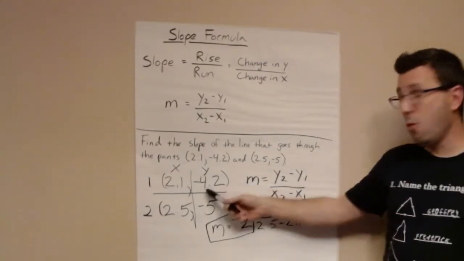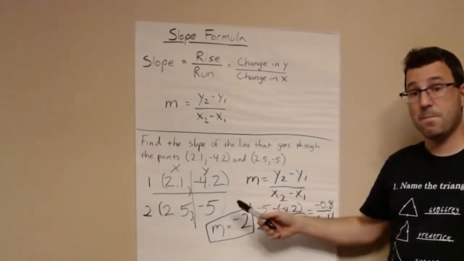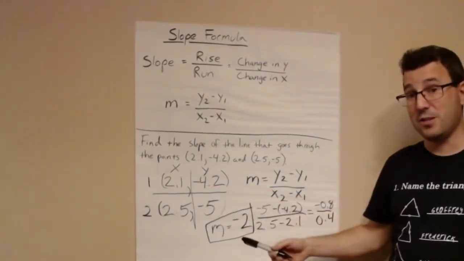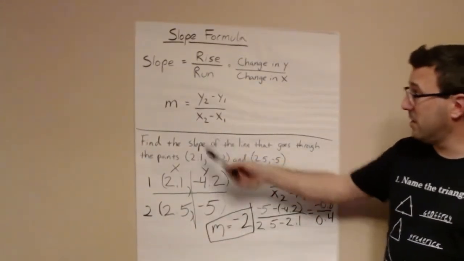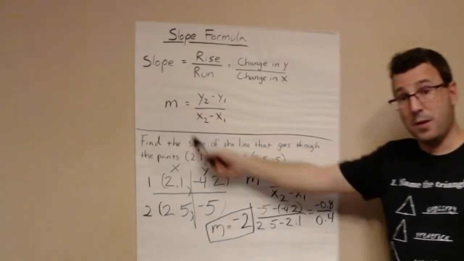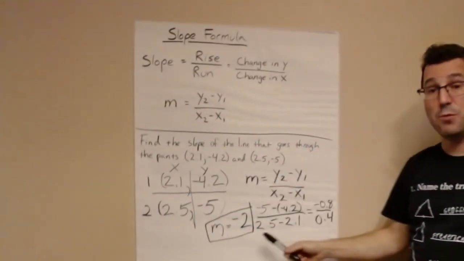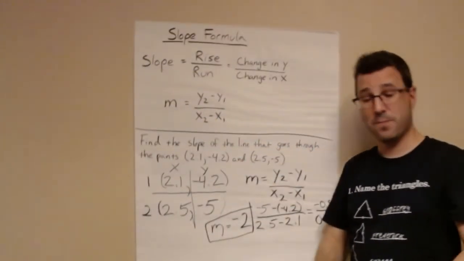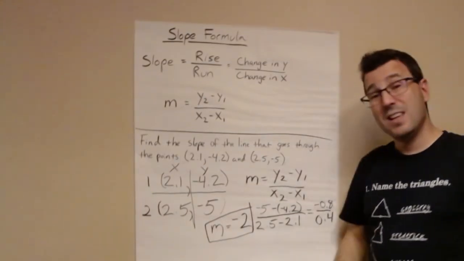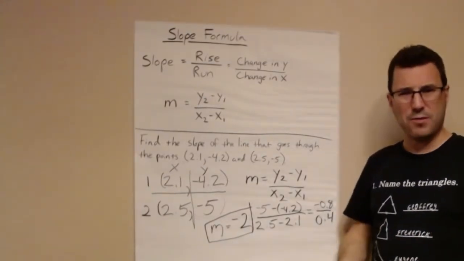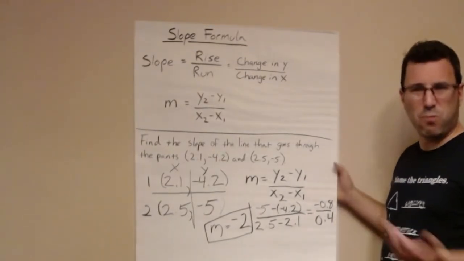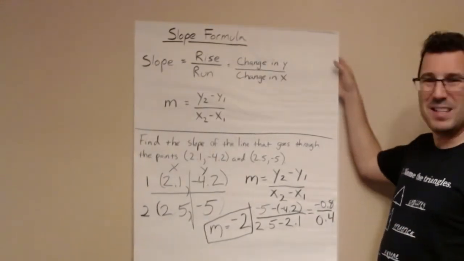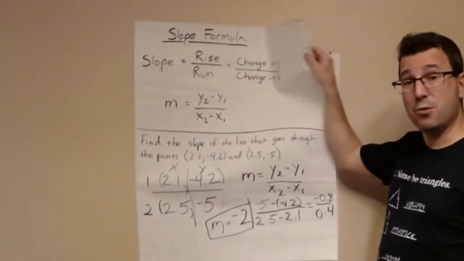So my slope for these 2 points, for the line that contains these 2 points, is a negative 2. So this is a line that starts up and angles down. That's what happens when we have a negative slope. Okay? The last thing we usually do when we have slope is determine what that actually represents. What does the slope, in a sense, mean? So we have to interpret it.